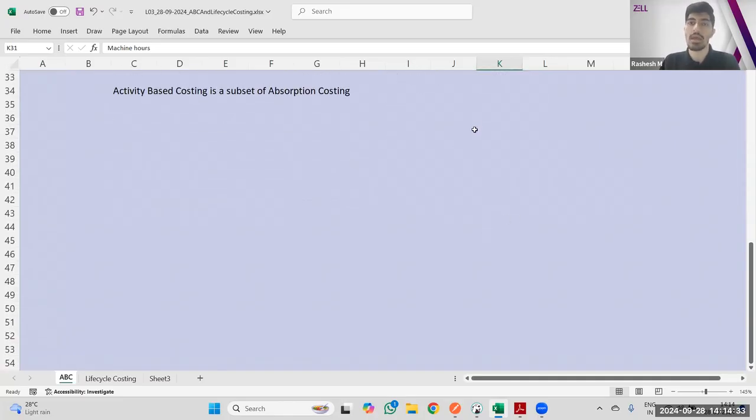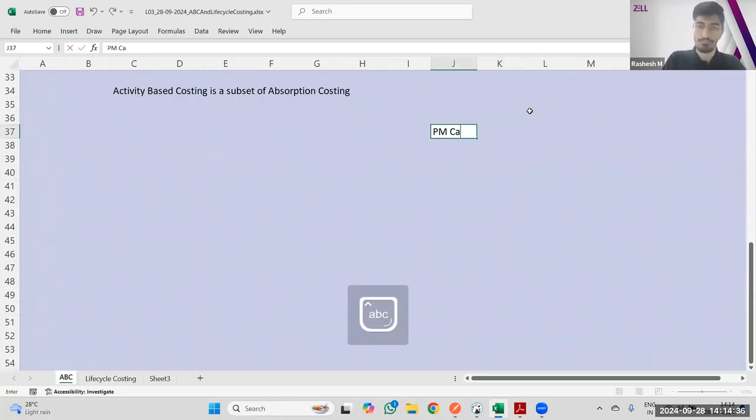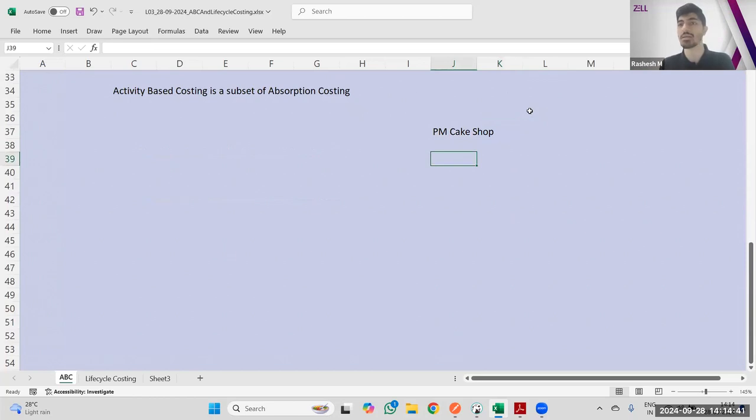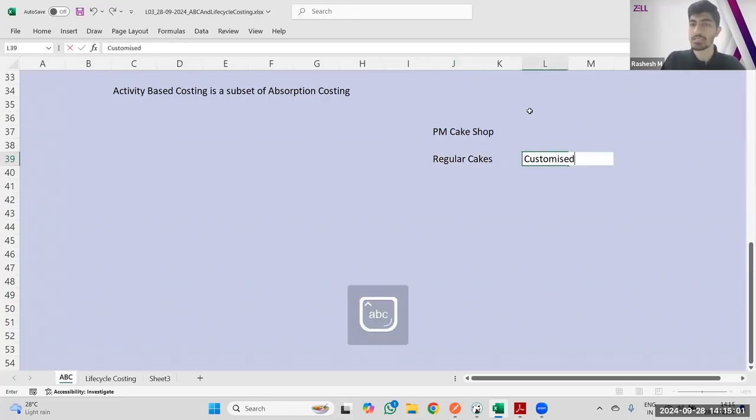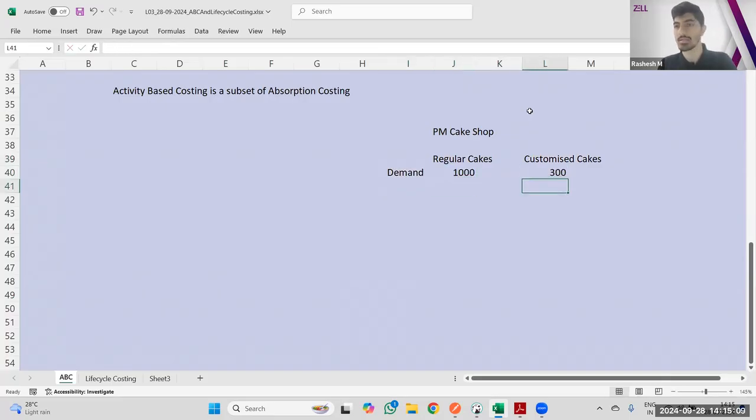Say, for example, I have my cake shop. And in a cake shop, we all know currently the trend is that we don't normally buy regular cakes, or mostly on occasions, on birthdays, on anniversaries, we try and buy special customized cakes, fondant cakes, whatever we call it. So, say in my cake shop, I have two very simple products. I have one product which let's call regular cakes, and my second product is customized cakes. Monthly demand, I will say, I sell 1000 regular cakes and I sell 300 customized cakes. Something of that sort is my monthly demand.